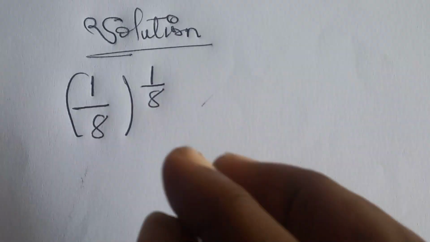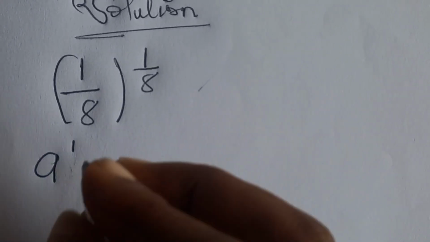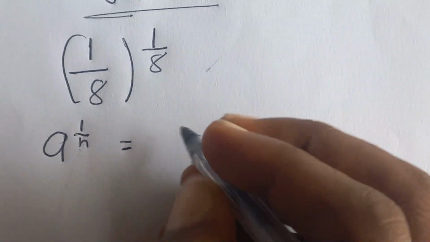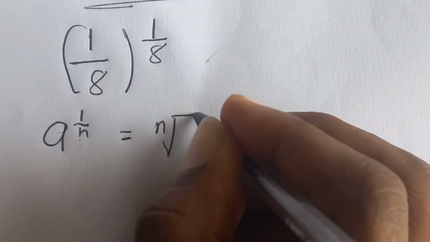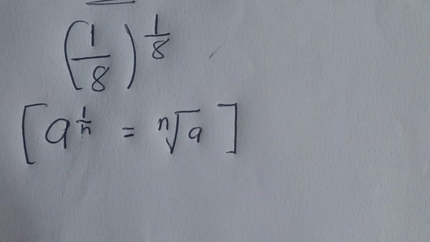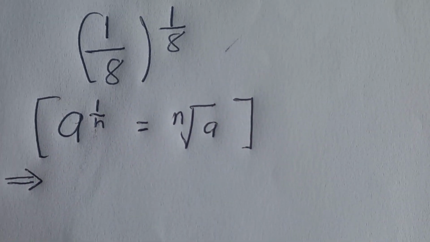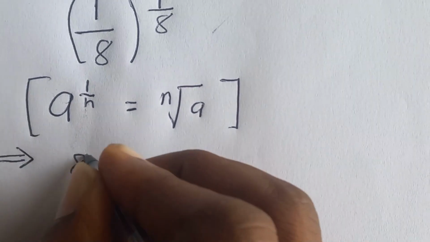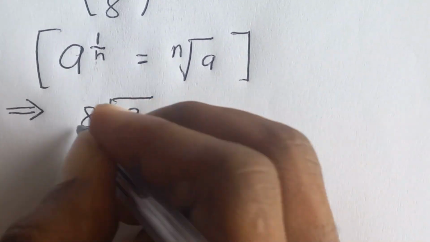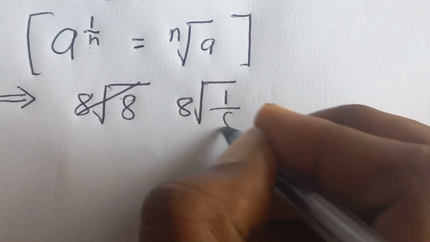So with this, we know that a^n is the same as the nth root of a. Okay, so we are going to apply this. Our expression now becomes the 8th root of 1/8.